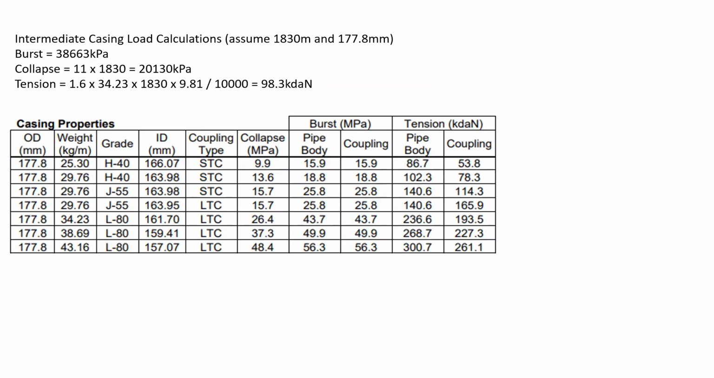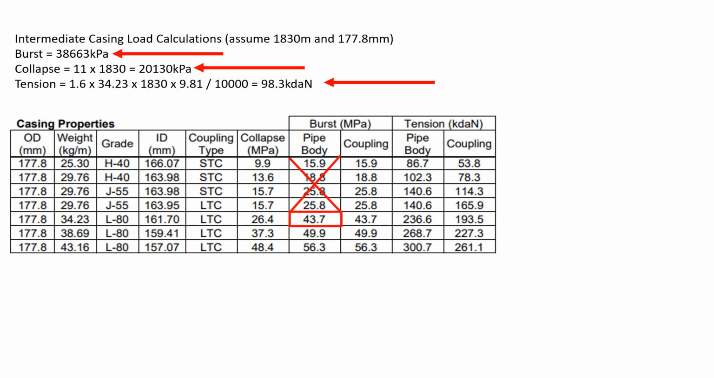We do the same with intermediate casing, but the burst for it will be the highest measured pressure in the surroundings. So as we saw before, 38,663 kPa. Collapse and tension are calculated the same way as before. So looking at the burst, we can see that we cannot use the first four casings listed, for they have a lower value than the one we calculated.